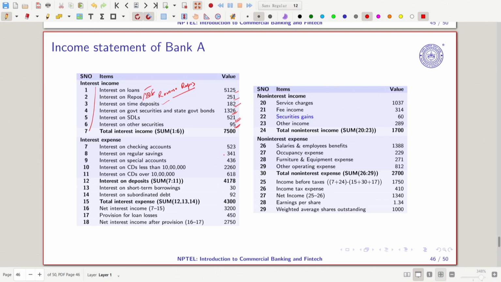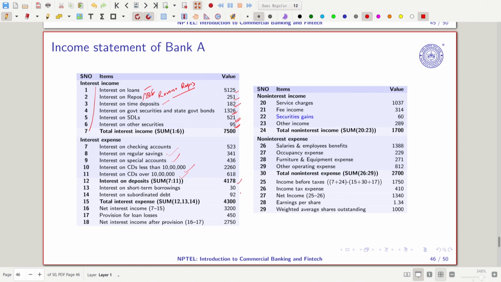Interest expense, you can see the interest on the checking accounts which you have, interest on the regular savings that they are supposed to give, interest on special accounts, female account, children account, different widow account, senior citizen account. Senior citizens, they are supposed to pay higher rate of interest to the bank, so those are there. Interest on certificate deposits less than this. Certificate deposits again 1 million or less or over 1 million. Interest on deposits, so if you just sum this up, it is coming out to be 4178.